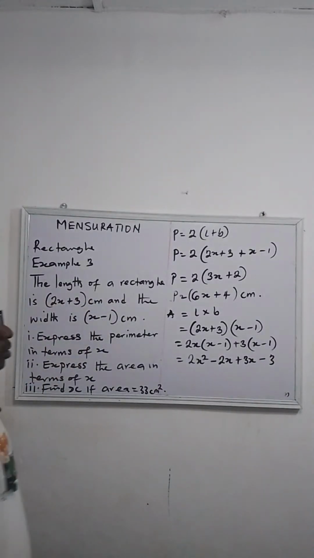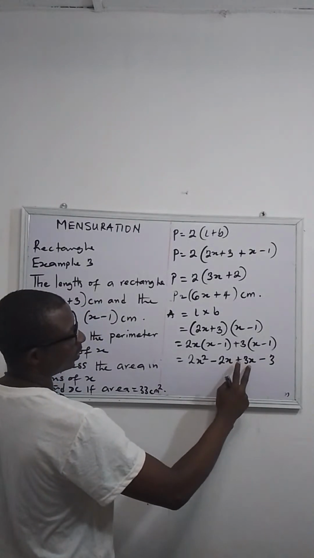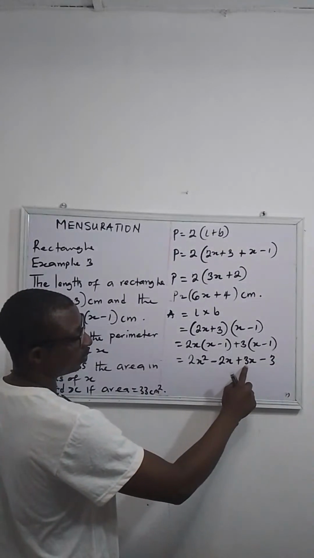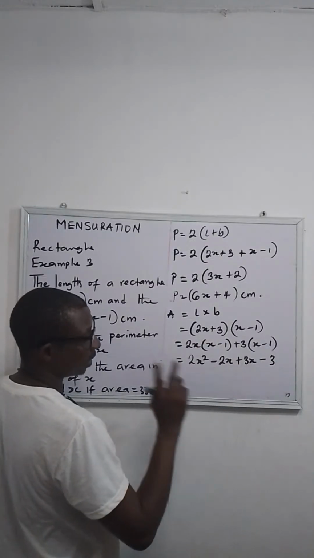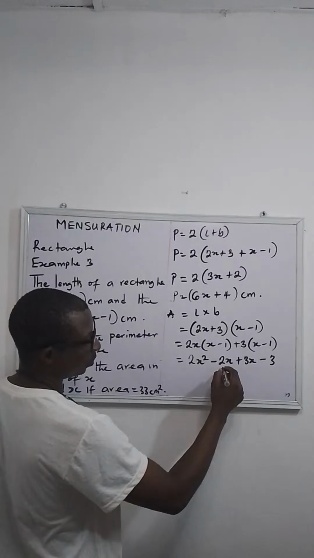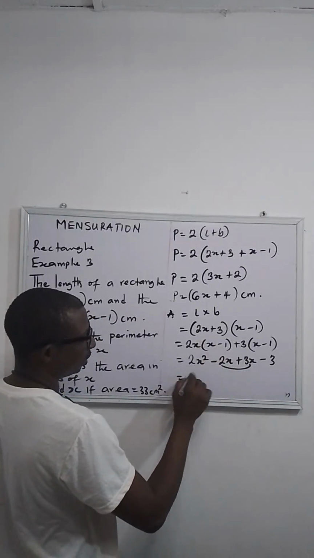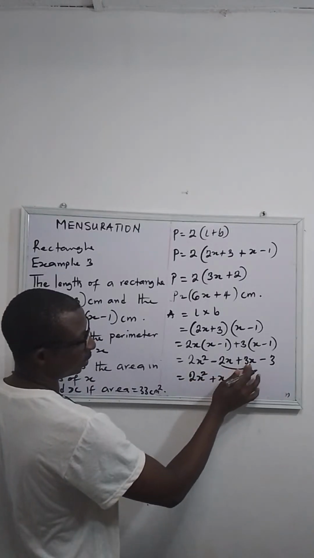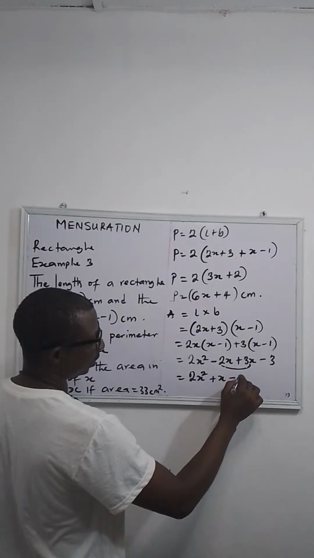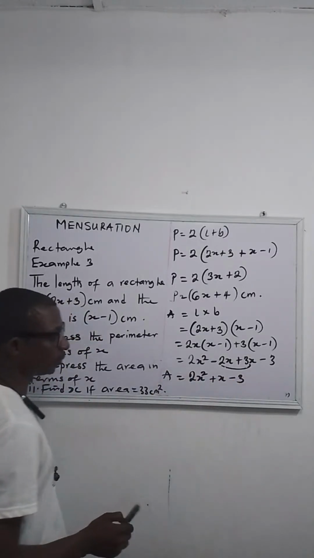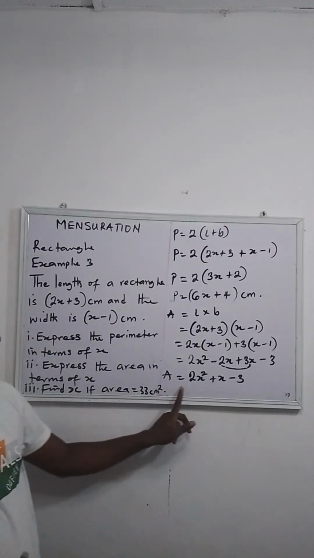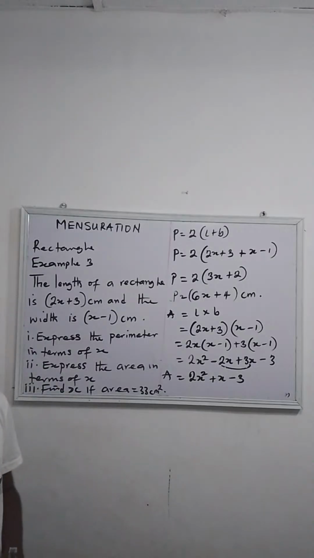Okay, so now when you look at this, this and this are similar. You can join them, this negative 2x and the plus 3x. That gives us 1x. So the middle term turns to 1x. So this turns to 2x squared plus x minus 3. So this is going to be the value of A. So we have expressed A in terms of x. And that is what we have here. Okay, so I hope you guys are learning.